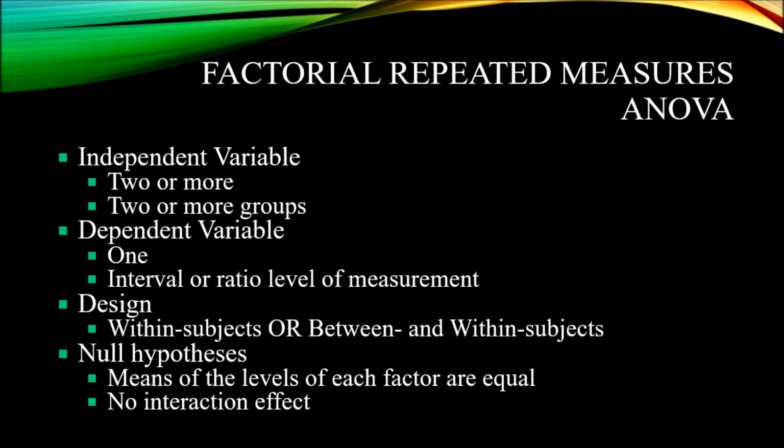So when considering the factorial repeated measures ANOVA, this is repeated measures, so you know that one of the factors, at least one of the factors, will be a within subjects factor. And as you start to add other factors, they may be other within subjects factors, or you could have between subjects factors. The null hypotheses for factorial repeated measures ANOVA, the means of the levels of each factor are equal, so again factor 1, factor 2, factor 3, and you have no interaction effect.